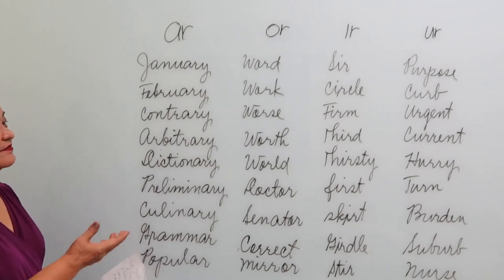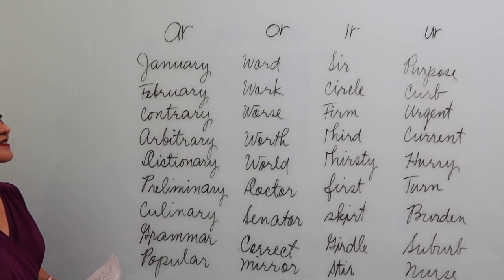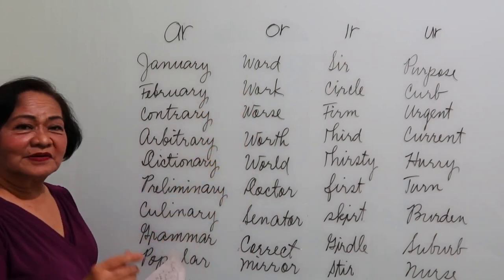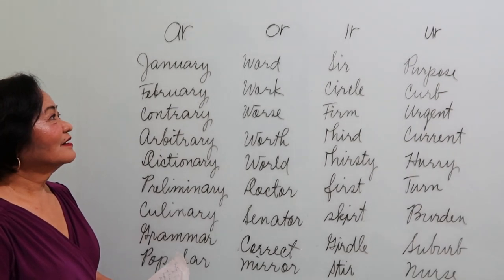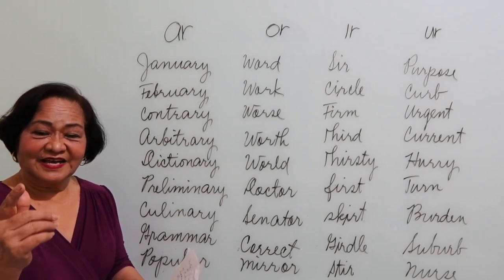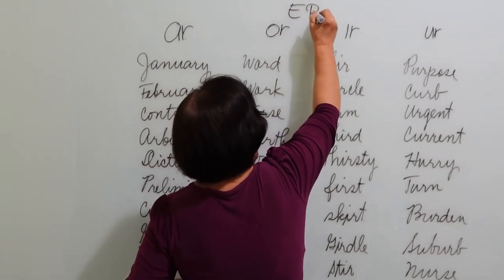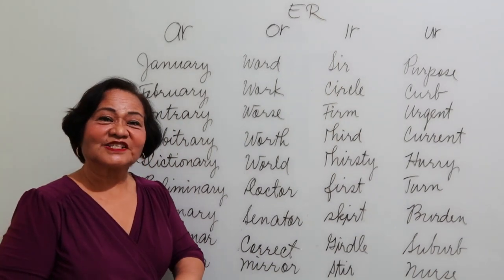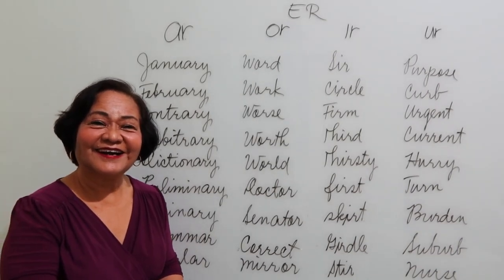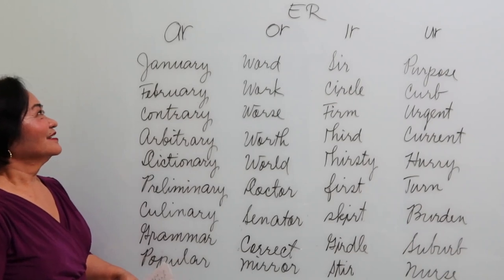Notice here we have exercise on oral presentation. Above these words are simple syllables. They are differently spelled, but I would like you to pronounce them as if they are spelled as ER. And therefore, all of these we have to pronounce as ER. Wonderful, isn't it? So let's start.